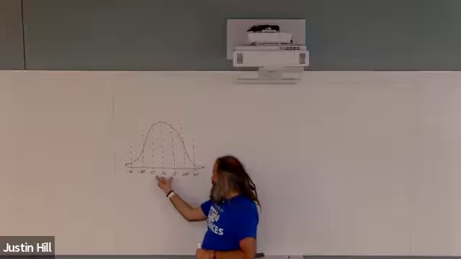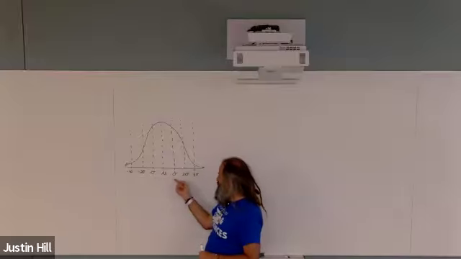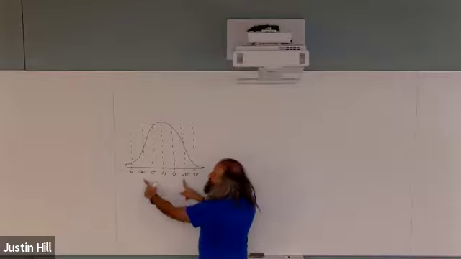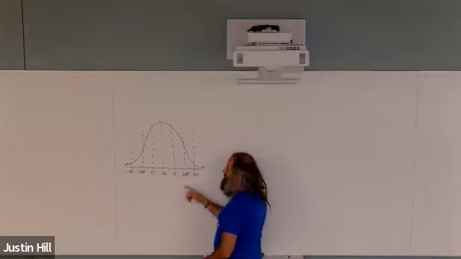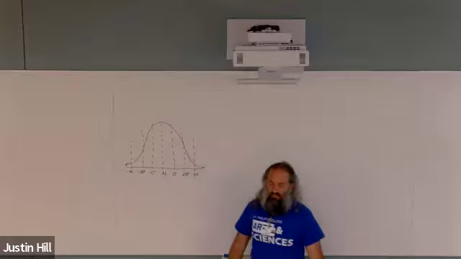We could say that 68% of our data, actually just about 68%, was between one standard deviation above or below the mean. And then what was it? 95% of our data was between two standard deviations above or below the mean. And what was it? 99.7% was 3 standard deviations above or below.